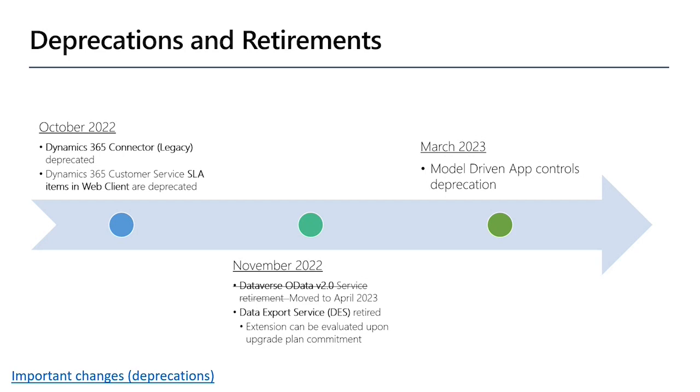And as usual, use the link there to go to the important changes article, and that will be where all the latest information on deprecations and retirements are. Some of that stuff changes over time, so make sure you get the latest information through that article.